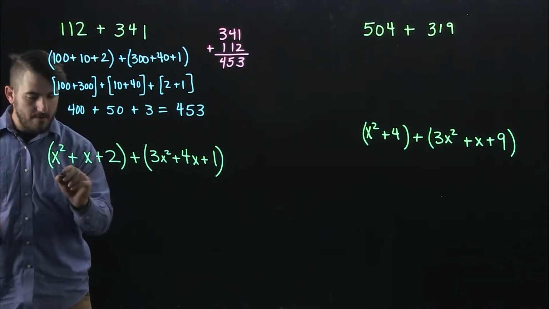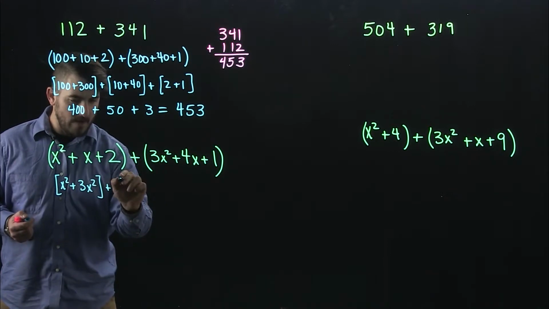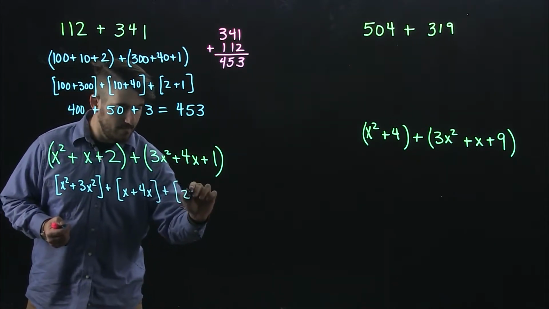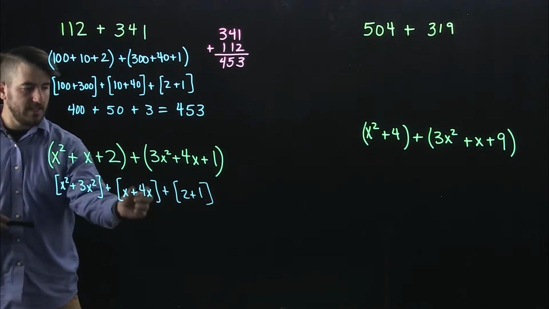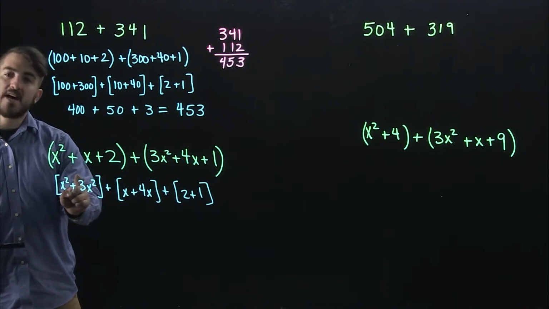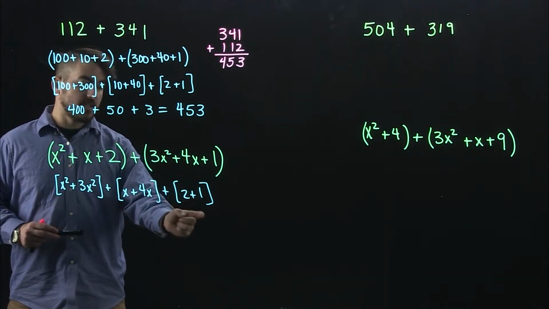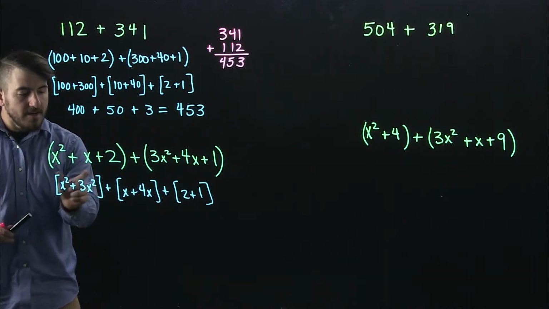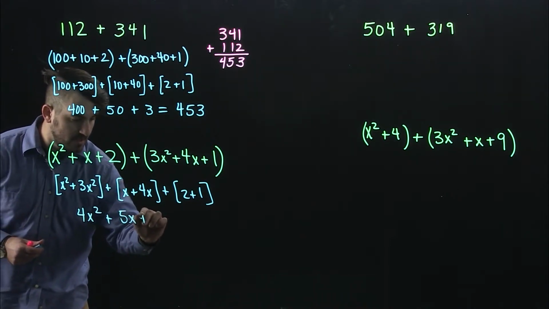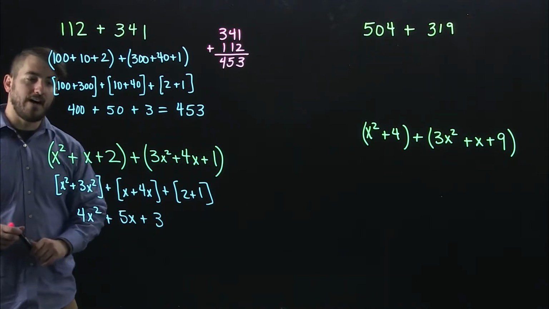So we would get x squared plus 3x squared, plus the x plus 4x, plus 2 plus 1. Each one of these groups, we call them like terms. They are like terms as in the x squared, they both have an x squared with coefficients of 3 and 1. These have x's with coefficients 4 and 1. And these are the constants of each one of the polynomials. So combining these, we would get 4x squared plus 5x plus 3. And so the sum of these two polynomials would be 4x squared plus 5x plus 3.